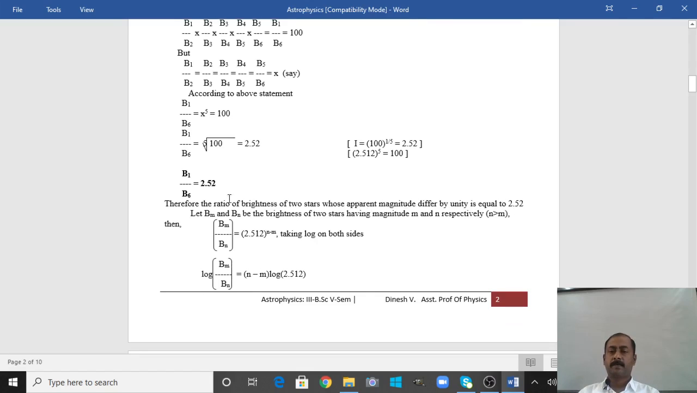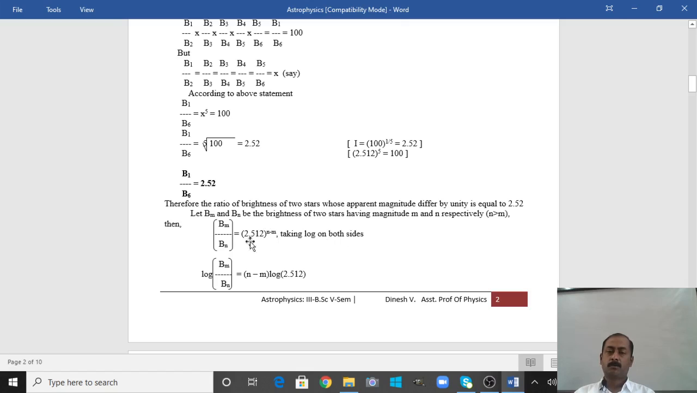The ratio of brightness of two stars whose apparent magnitudes differ by unity is equal to 2.512. Let Bm and Bn be the brightness of two stars having magnitudes m and n respectively. Let's suppose n is greater than m, then the ratio of those two stars is written as Bm by Bn equals 2.512 to the power n minus m.